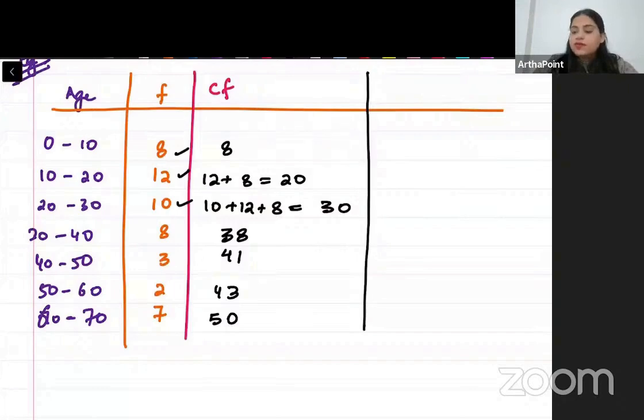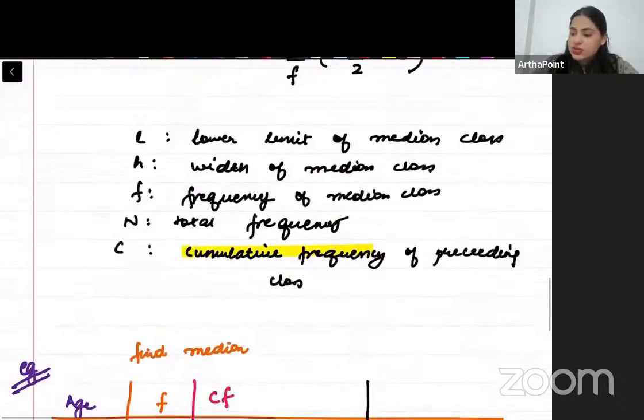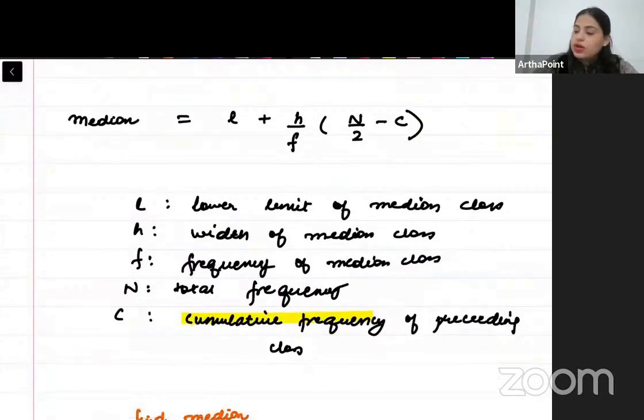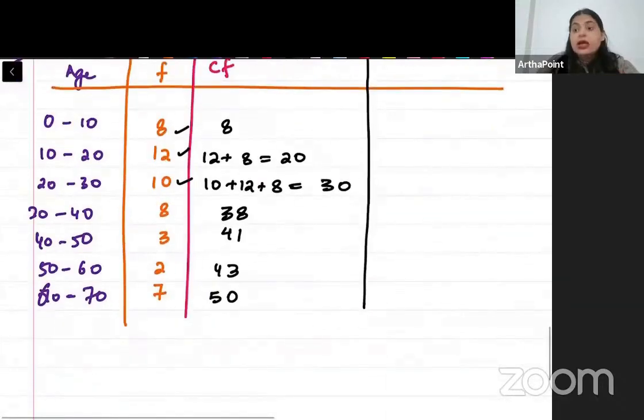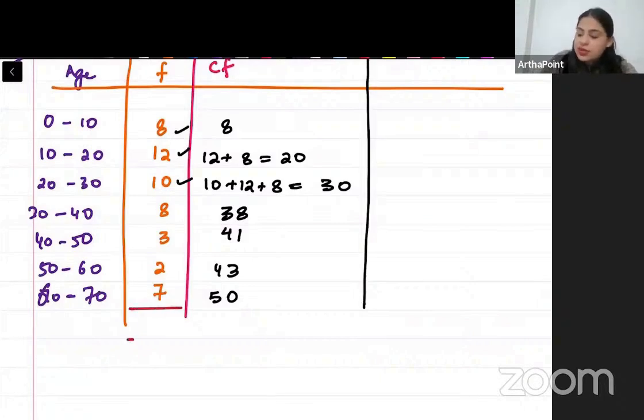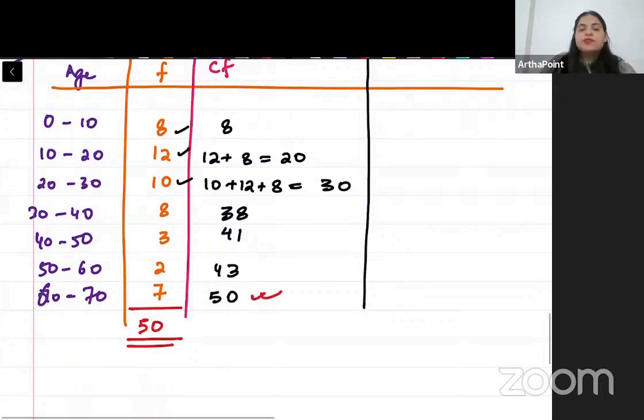Now, the first thing that you must be doing is finding the median class. Look, what do we need to find everything for? Lower limit of the median class, width of the median class, frequency of the median class. So everything has to be found for the median class, right? So the first thing that I need to do is find the median class. To do that, beta, we know that the sum of frequency will be 50, because 50 is coming here, right? So adding all of these, I must have got 50.